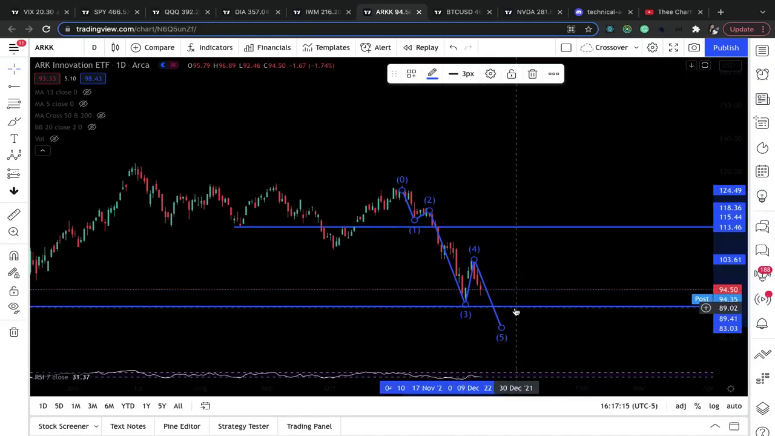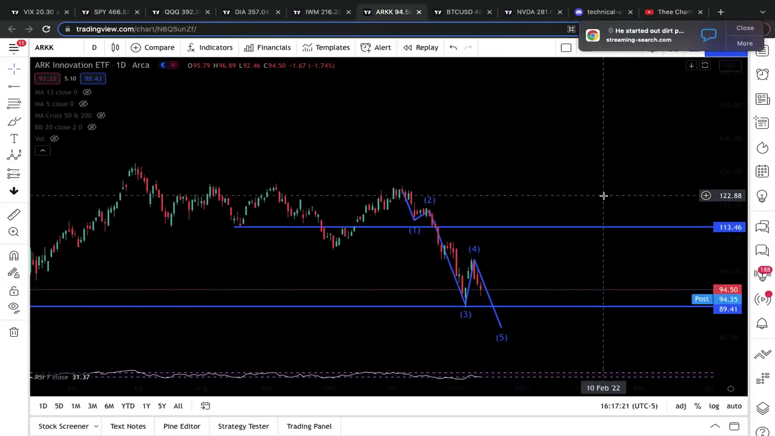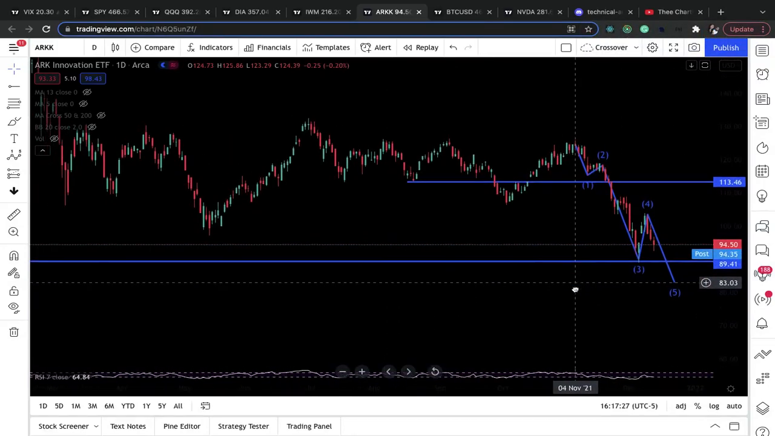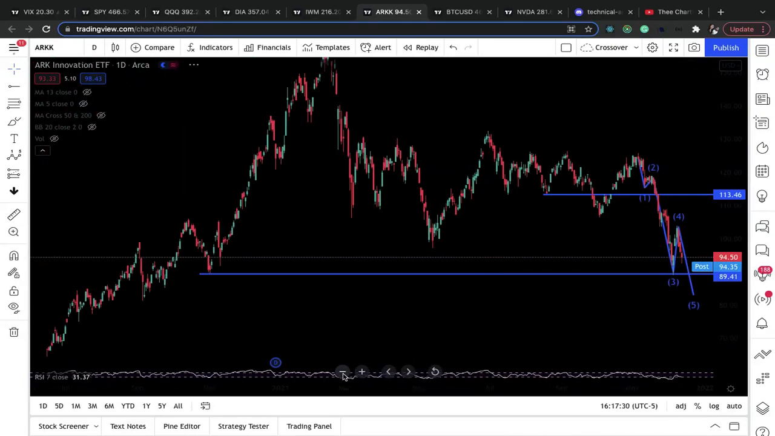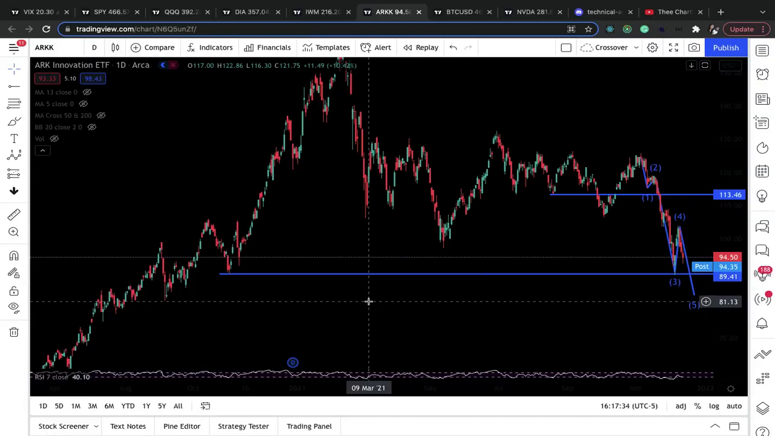All right, so below, there's going to be some support around 89.4. Okay, that's a critical support level right now. Below 89.4 could send us much lower, obviously, possibly down to 85, maybe even 80.